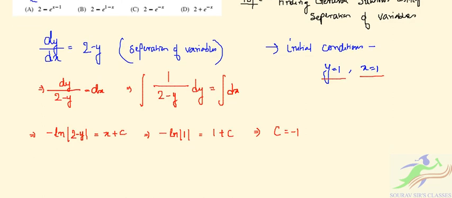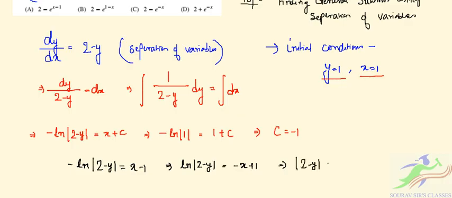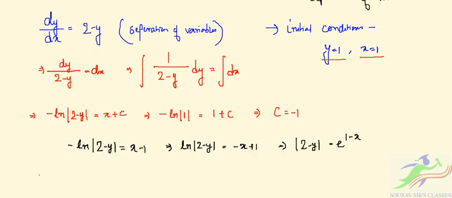So c will have the value minus 1. Now put the value of c over here, so we can rewrite this equation as minus ln mod 2 minus y equal to x minus 1. Or we can write ln mod of 2 minus y is equal to minus x plus 1, or mod of 2 minus y equals e to the power 1 minus x. Since 2 minus y is always greater than 0, and the initial value y equal to 1 is given.